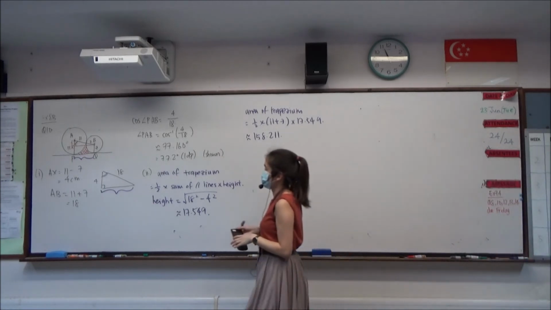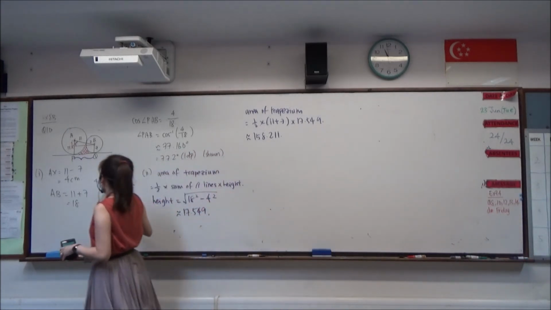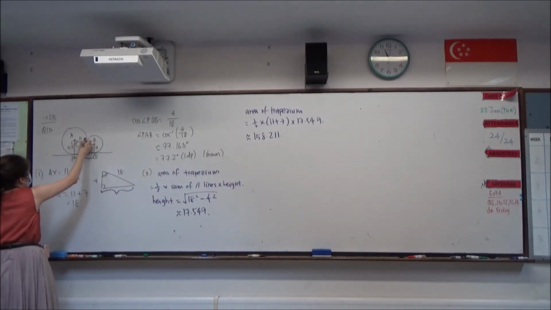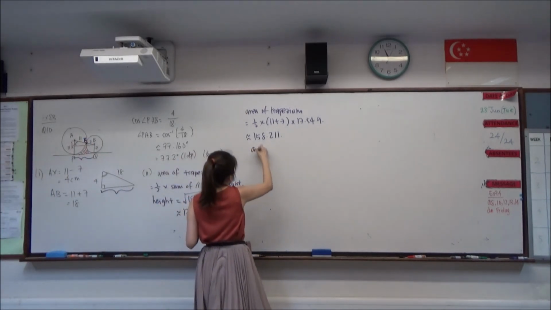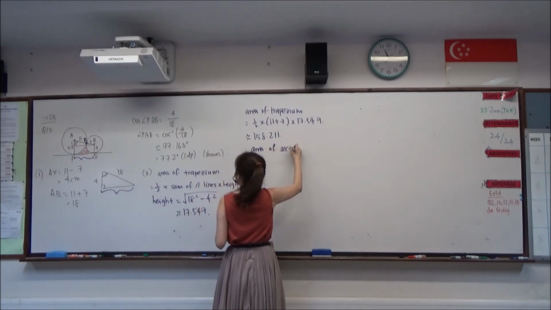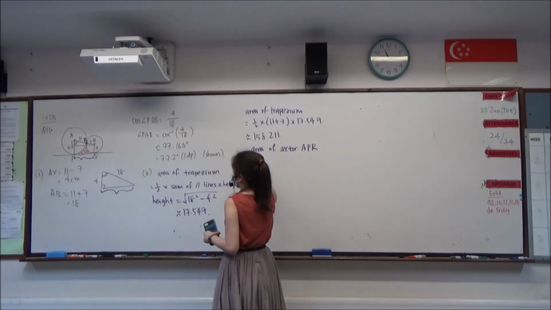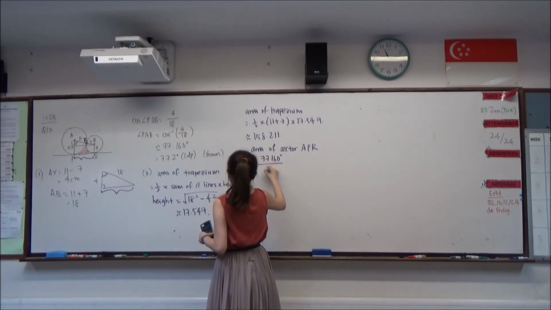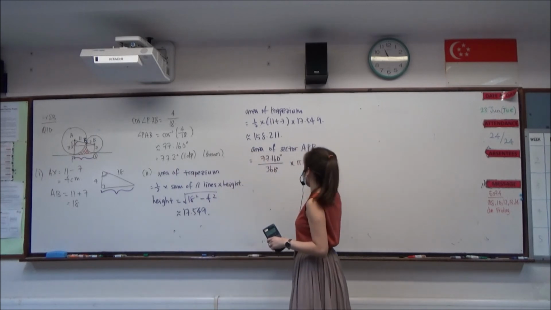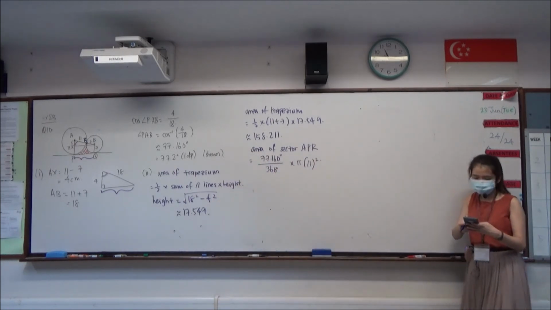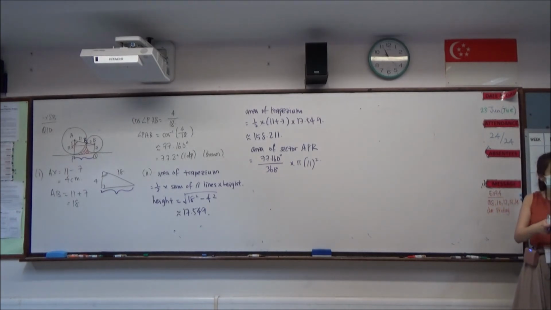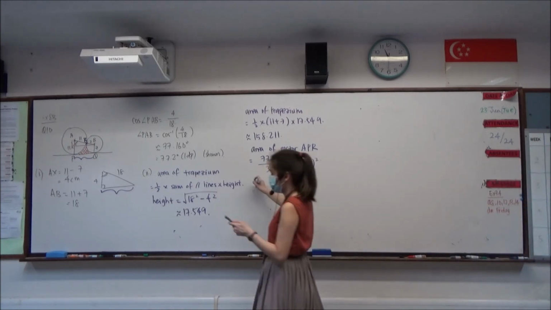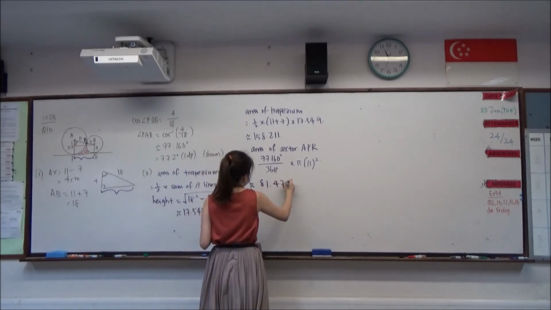Then after that, we need to find out what is the area of the sectors. To find the area of the sector AP, let's call this point R, we would actually be using the angle PAB over 360 times pi r squared. We get about 81.475.